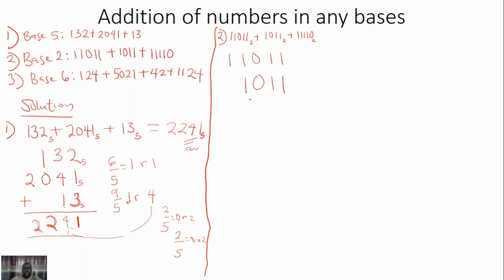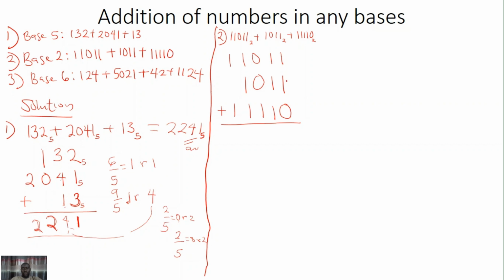1011. Okay, then the next one is 11110. Good. So let's add it together. Okay, now for the addition, like we used to do for base 10, we start adding from the right.